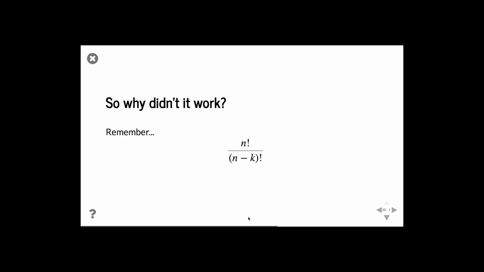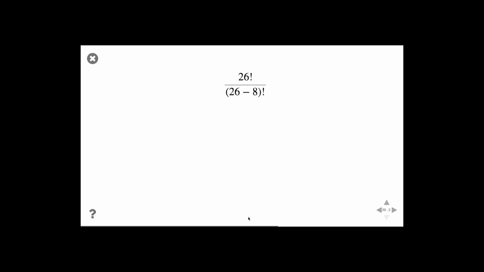Well, remember, this is our formula for calculating the number of permutations: n factorial over n minus k factorial. So let's substitute in our values for n and k. We have 26 letters, selecting 8 of them. Let's evaluate some of these permutations. We see we have 6.3 times 10 to the 10. That's 63 billion possible passwords. Quite a lot to deal with.